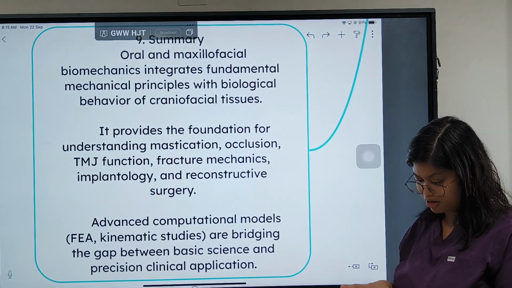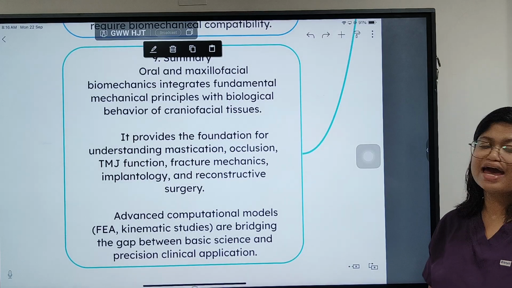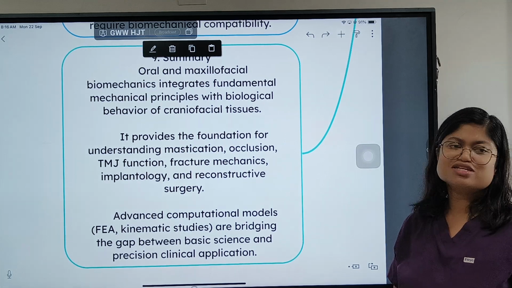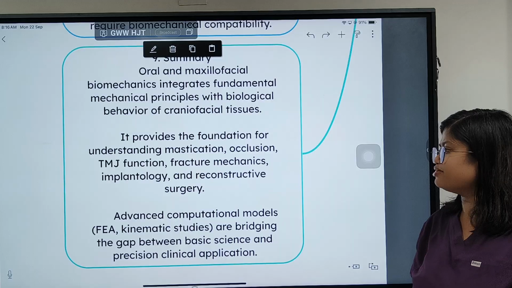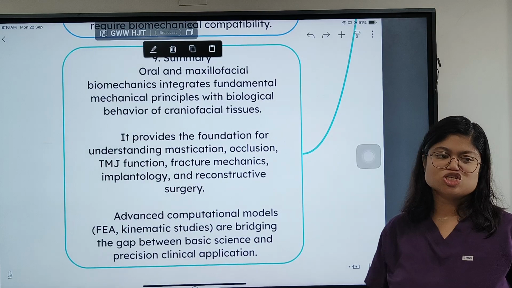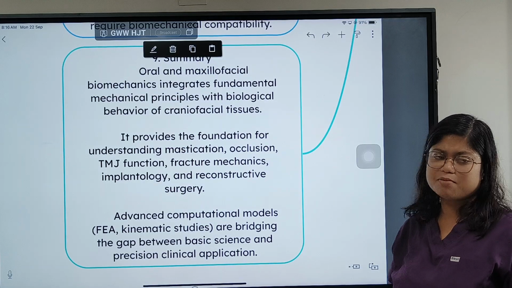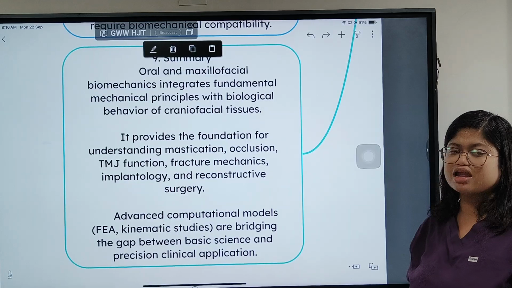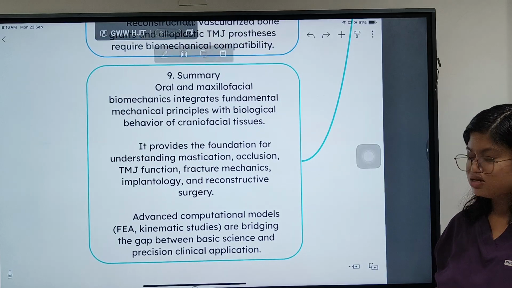Now coming to the summary: oral and maxillofacial biomechanics integrates the mechanical principles with the biological behavior of the craniofacial tissues. It provides a foundation for understanding mastication, occlusion, TMJ function and fracture mechanics in implantology and reconstructive surgery. Advanced computational models, as I discussed, that is finite element analysis and kinematic studies, are bridging the gap between basic science and clinical application to provide better therapeutic outcomes in the various deformities.